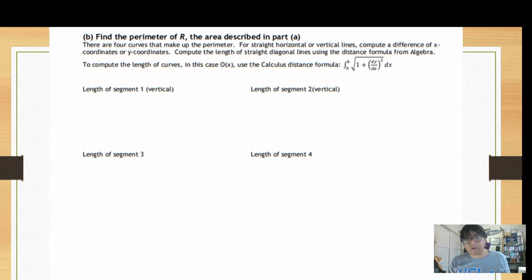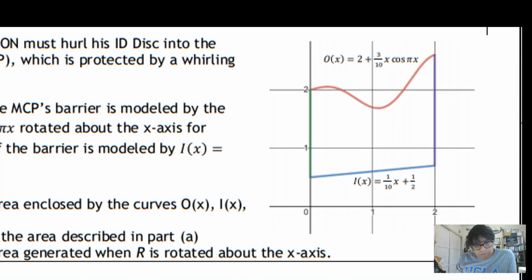Part B, find the perimeter of R, the area described in Part A. So going back to that graph of the region R, you can see that we got a couple of vertical lines, and to find the distance of a vertical line, you just need to subtract the y coordinates. So the y coordinate up over here is y equals 2. The y coordinate down here, I think that was 0.6. So in order to find the length of this green segment, that's just 2 minus 0.6.